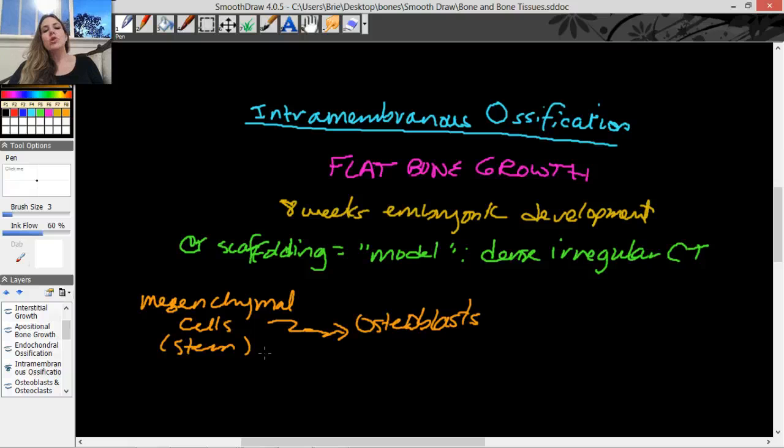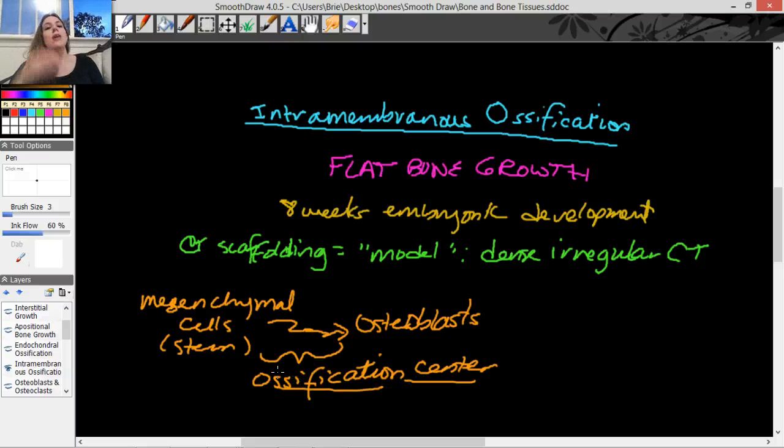Now, where this is going to occur on the embryo is in a place called the ossification center. Often the ossification center would be kind of like in the middle of your flat bone. So for example, imagine here's what's going to become the parietal bone. The ossification center, where these mesenchymal cells are starting to conglomerate, is going to be right in the center of that dense irregular connective tissue. They're going to start accumulating, forming a mass, becoming osteoblasts, and from there, you guys know what happens once you get osteoblasts there.